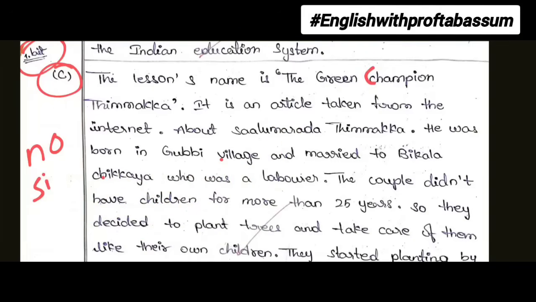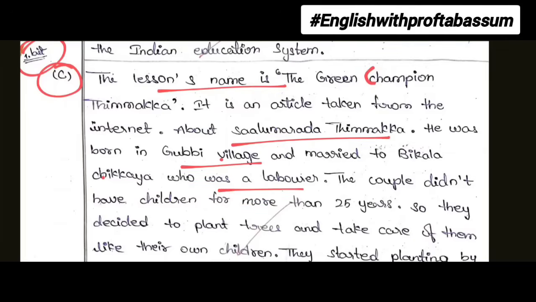So in this lesson, the Green Champion Thimakka, there is no author. It is an article taken from the internet. But it is about Thimakka. So instead of writing about the author, you will write information about the person on whom this article is written, that is Thimakka. So Thimakka's actual name is Salu Marada Thimakka.